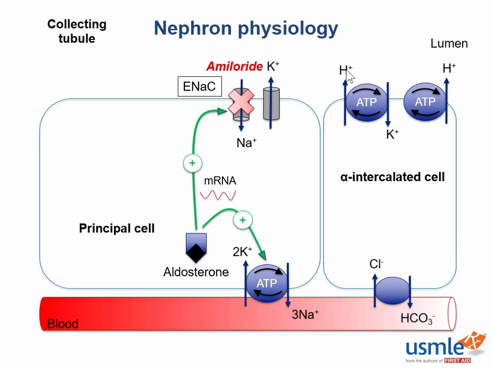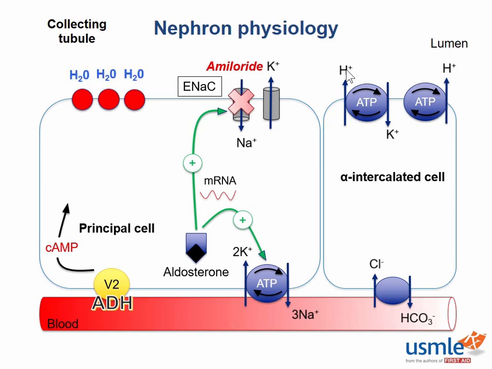Before we move on, there's one more hormone that we need to talk about, and this is the ADH, or antidiuretic hormone. It binds to the principal cell through a basolateral receptor. Do you know what receptor this is? That's the V2 receptor. In response to ADH, aquaporins get inserted into the membrane through a cyclic AMP-mediated mechanism. Once at the membrane surface, the aquaporin channels allow water to be reabsorbed, thereby concentrating the urine.